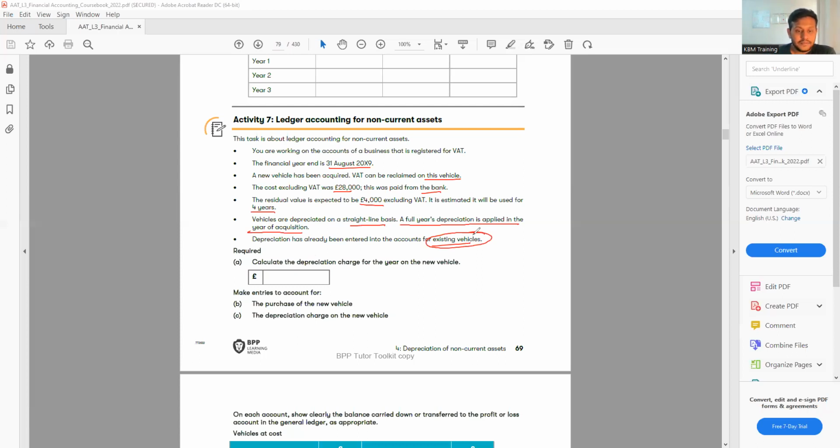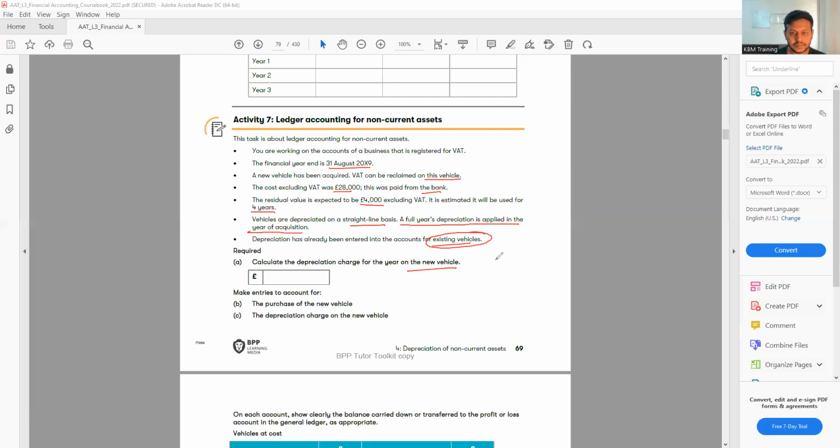Okay. The first question we have here, calculate the depreciation charge for the year on the new vehicle. How much is the depreciation charge for the new vehicle? So you need to tell that. So let's try to do that.